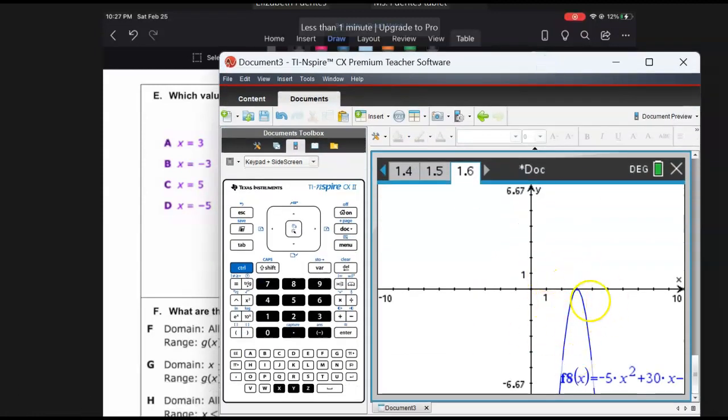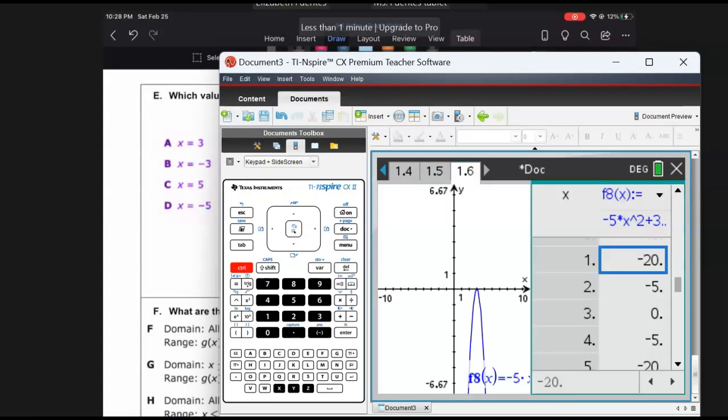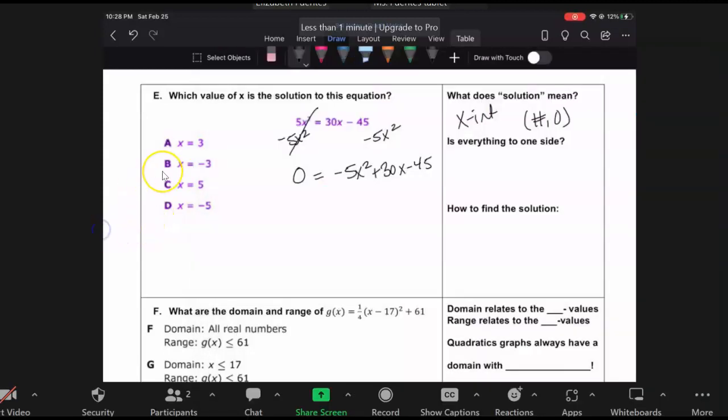So my graph is here, so I can kind of see my graph. So I can see that my graph is positive 1, positive 2, positive 3. But in case I want to make sure, I can look here. Ooh, right here is one of them. 3, 0. Number, comma, 0. So my x-intercept is a 3. So it's A.